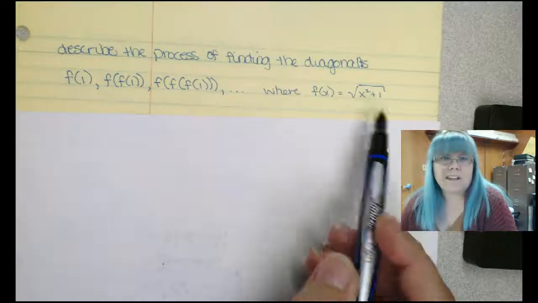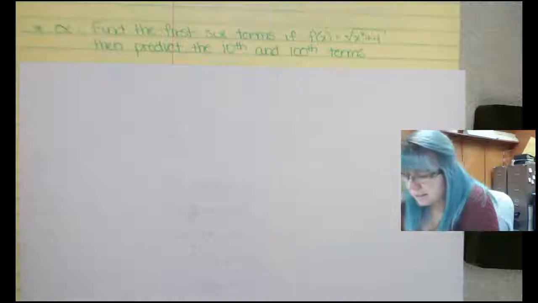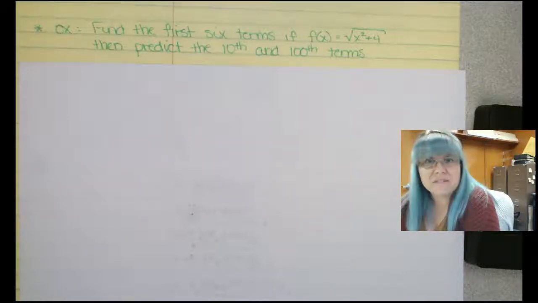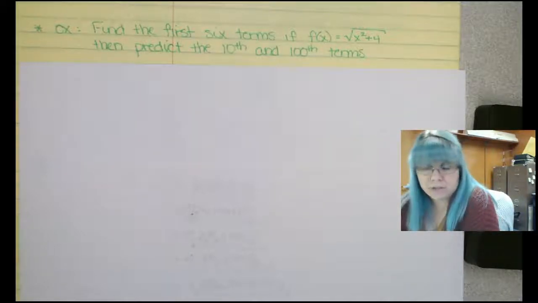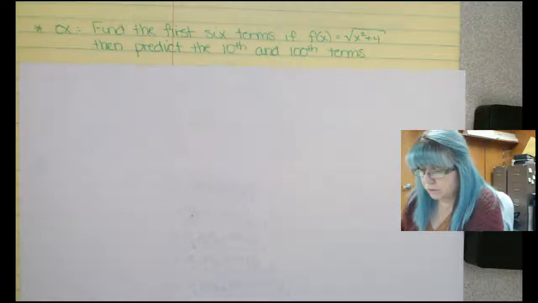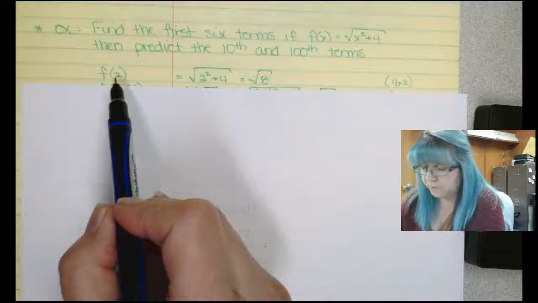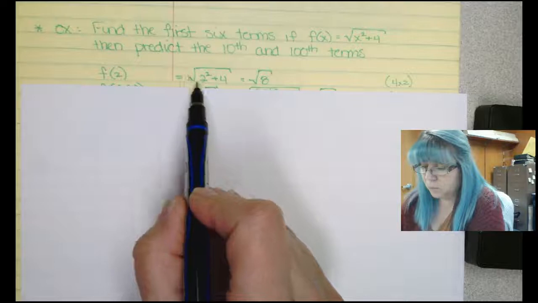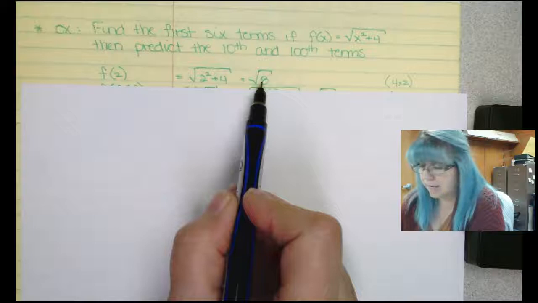So let's look at one that isn't quite that neat. Okay. Let's find the first terms if f of x equals the square root of x squared plus 4. And then we're going to predict the 10th and 100th terms. Well, first, we are given f of 2 to start off with. We plug in 2 wherever there is an x, giving us the square root of 2 squared plus 4, in other words, the square root of 8. And I'm going to leave it like that.